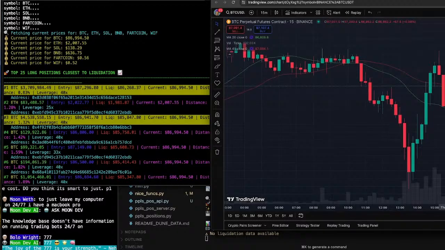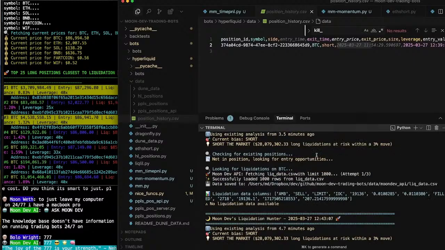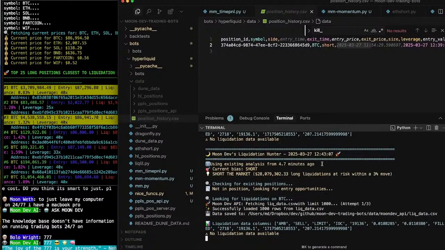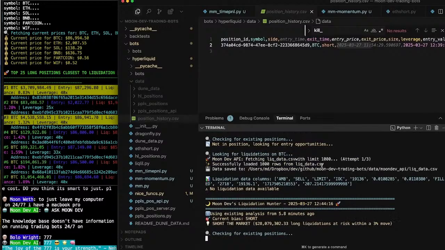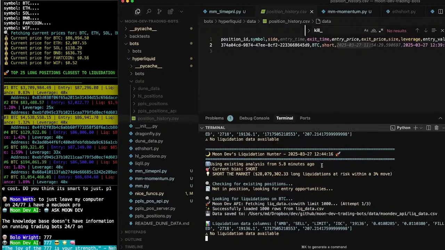All right, let's see. There was a liquidation here. So no liquidation data here. Attempt 1 to 3, 1243. How about now? Fetching liquidation data here. It's a little odd.